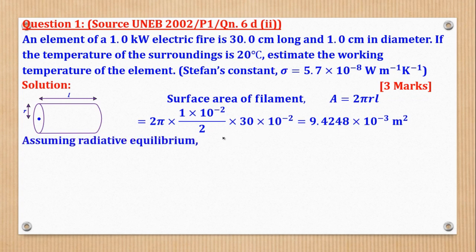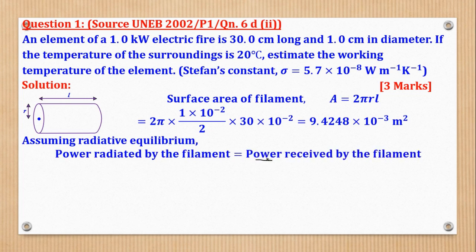So assuming radiative equilibrium, power radiated by the filament is equal to power received by the filament. So power radiated is this. You remember that in the previous slides, power radiated is surface area times the Stefan's constant times the temperature to power 4. And this is the power received by the filament.